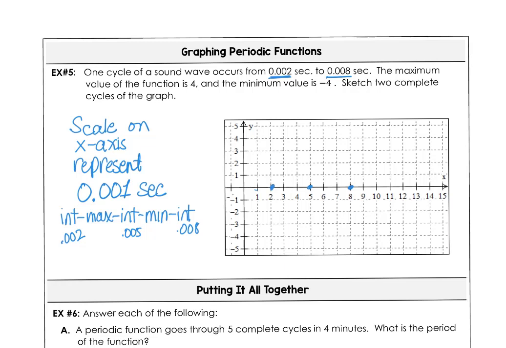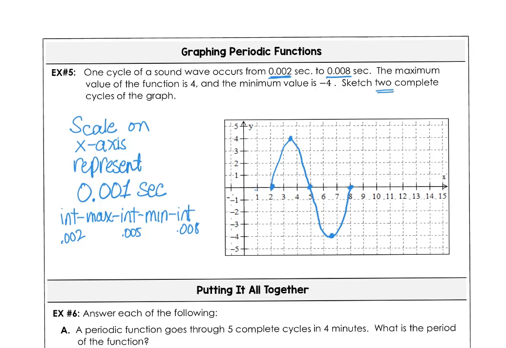And then in between, we would have at 3.5, we have a maximum of 4. And at 6, we'd have a minimum of -4. So I'm just making the assumption that the sound wave went up first and down second. And we're drawing 2 complete cycles.